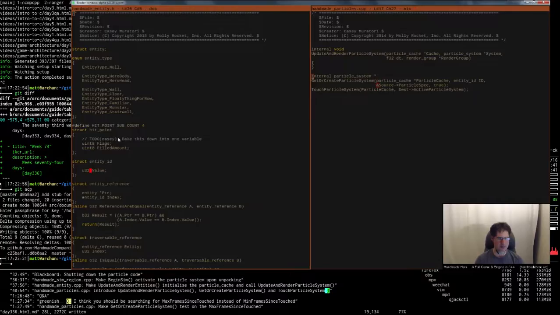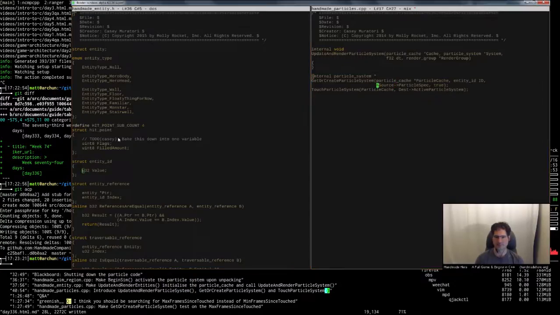It might make more sense to just translate it over to a U32, but for now, let's just use entity ID. That's what they're always going to be, I think. So we'll just leave it that way. And then we'll say particle spec, and then a create if not found. And then we've got our particle system.